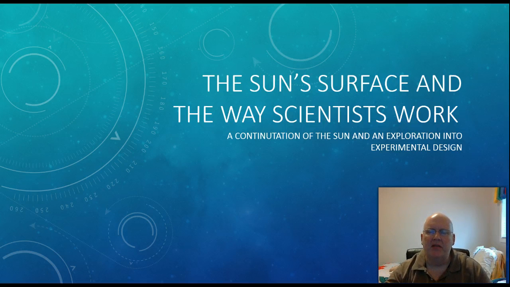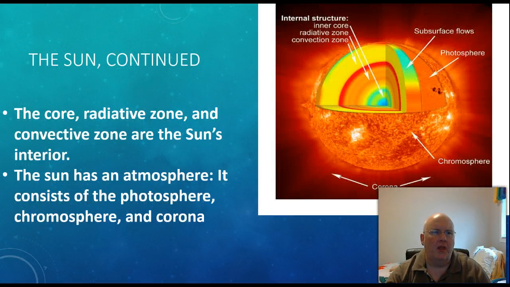So, as promised in class today, in this video we're going to talk about some of the stuff that we've already talked about. So this is not going to be the first time you've heard it. It's called the sun's surface and the way scientists work. So we're going to combine two things into one presentation. All right, so we've already talked a lot about this. We talked about the core, the radiative zone, and the convective zone.